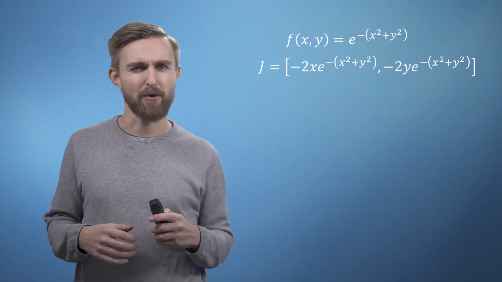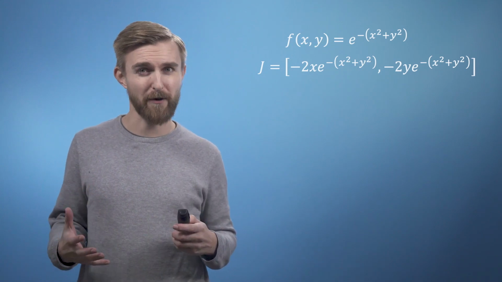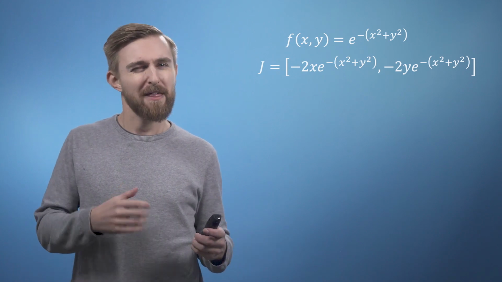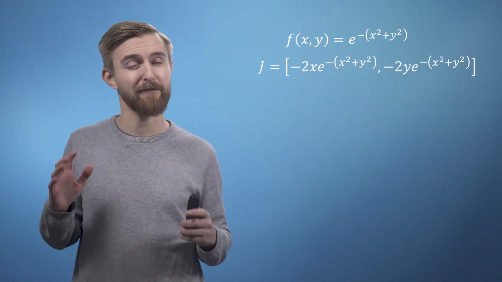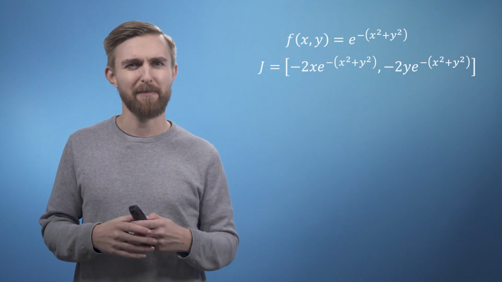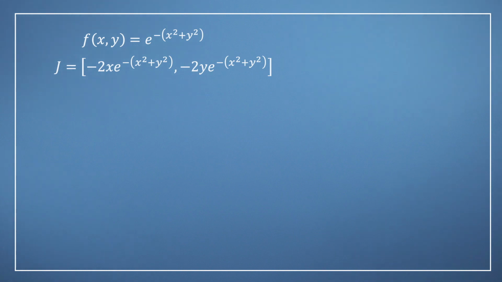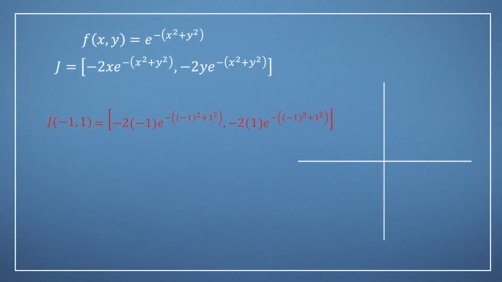So we're now going to do the reverse of our approach from the last time and start by looking at the vector field of the Jacobians. Then see if we can understand how the function must look. Let's start by finding the Jacobian at a few specific points. Firstly, the point minus 1, 1, which we'll highlight on our axis in pink.